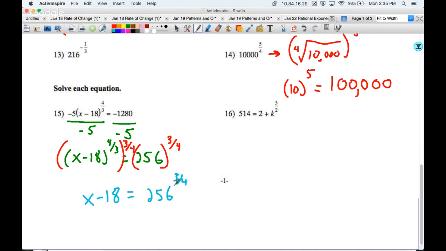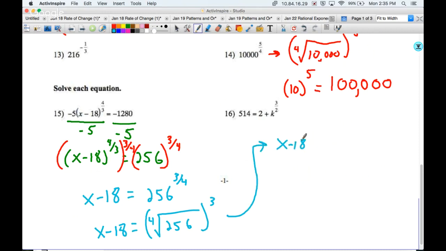Because it's good practice, let's not use our calculators on this. This one won't be too hard to get on our own. This is equal to the 4th root of 256, all raised to the 3rd power. Well, the 4th root of 256, I can look in my x to the 4th column for 256. But the answer is 4. So I'm going to write that over here. X minus 18 is equal to 4 to the 3rd.